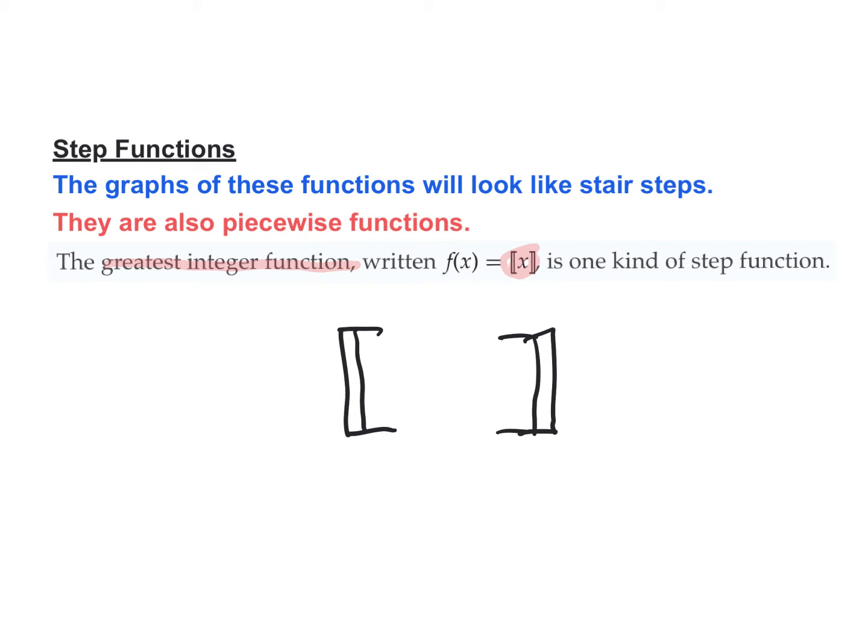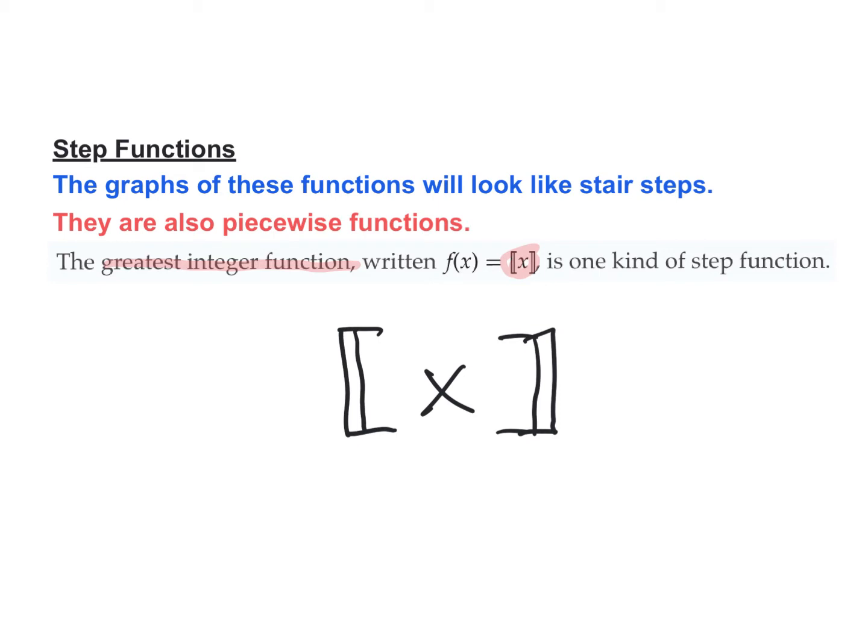I'm going to draw my x better. There we go. This is a step function. Whenever you have the greatest integer function, your graph is going to look like a step function. So make sure you draw that bracket with the double barred bracket.